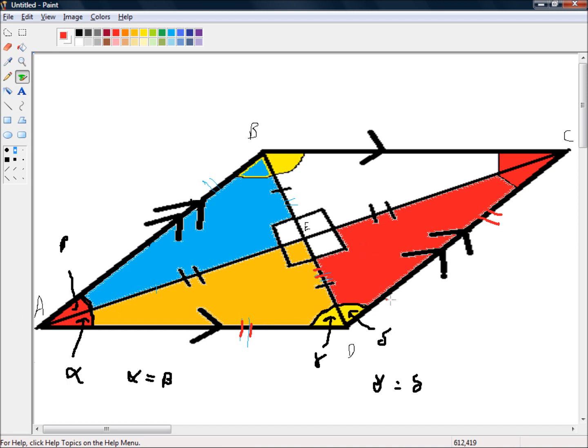And therefore, again, by side-side-side proof, we can say that the red triangle and the orange triangle are both exactly the same. And therefore, angle gamma is indeed equal to angle delta, which we said was the condition that we would need to prove to show that length BD and length AC are both angular bisectors. That is to say, they chop their angles in two equal halves.